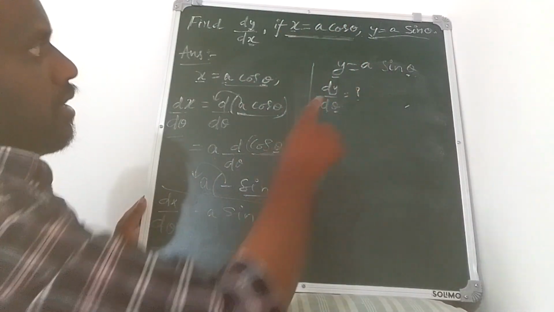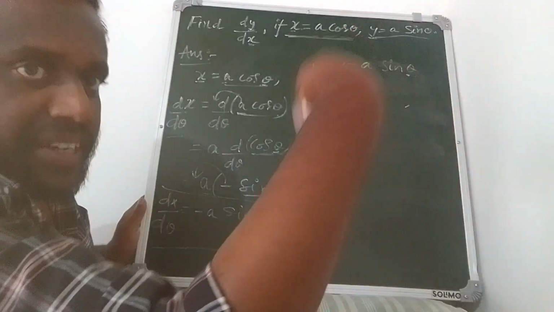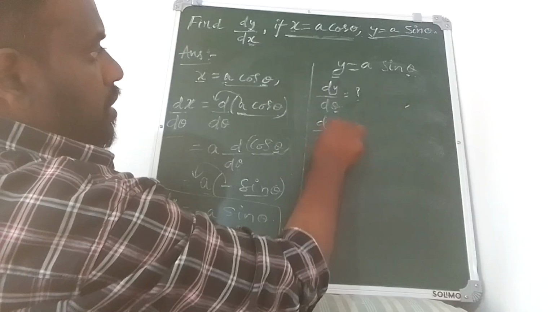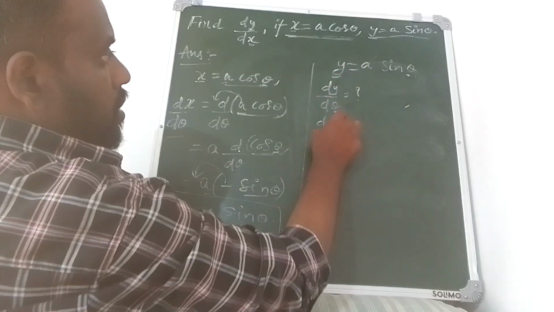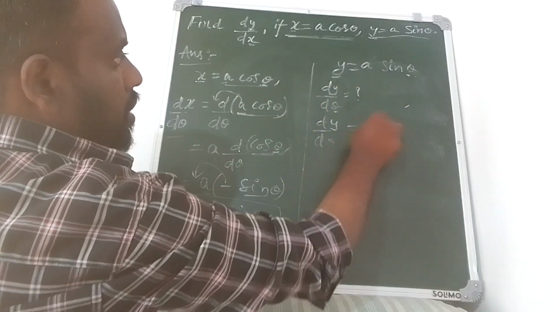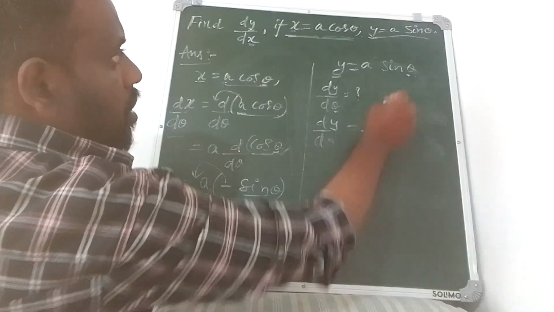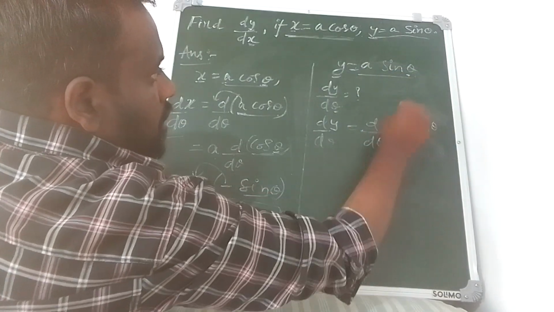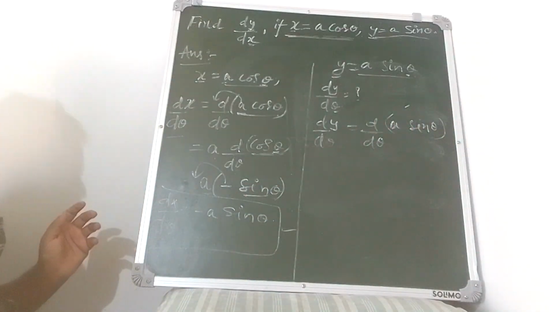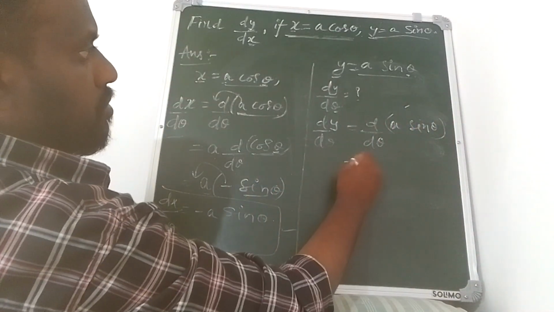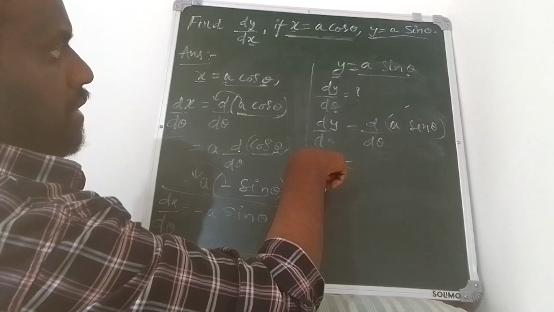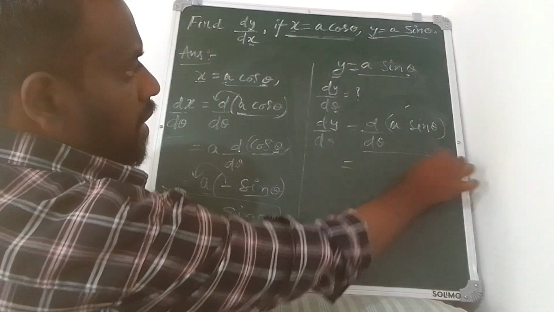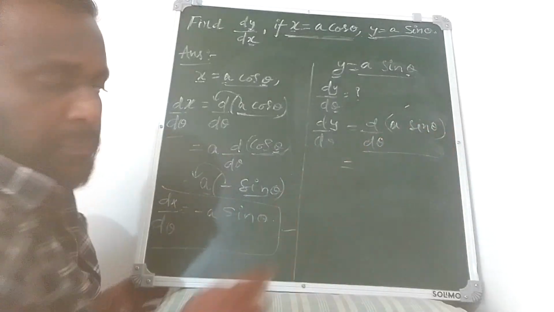For this, take d by d theta on both sides of this equation. So d by d theta of this y, equal sign, again d by d theta of this entire thing, a sin theta. Okay. So next step, we want dy by d theta. So keep it here.